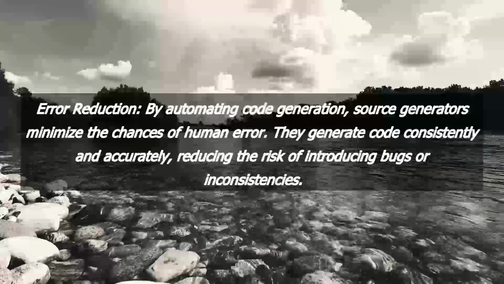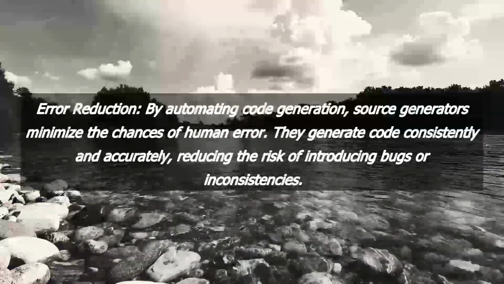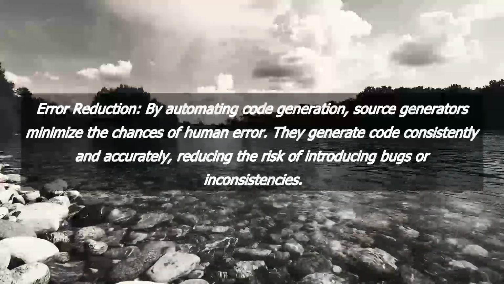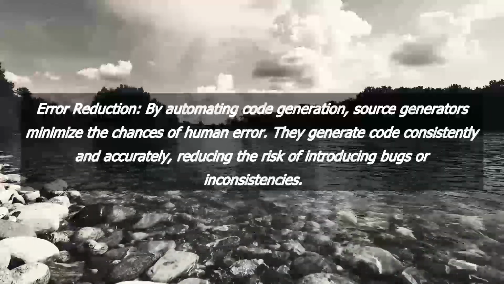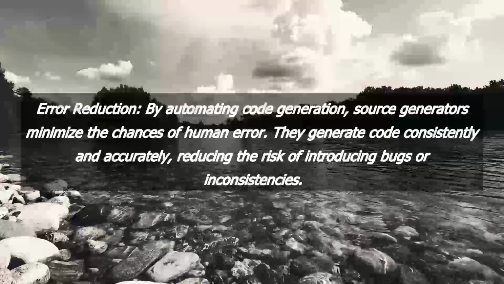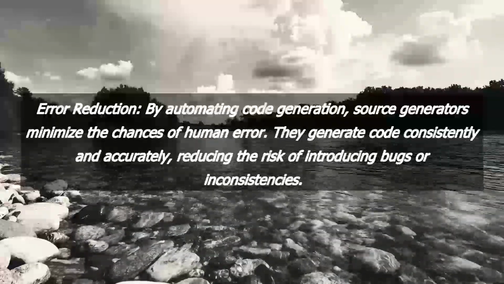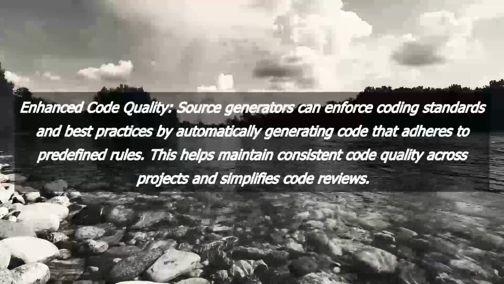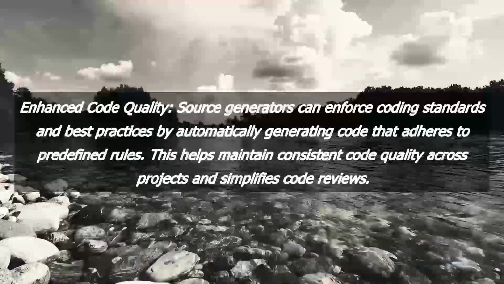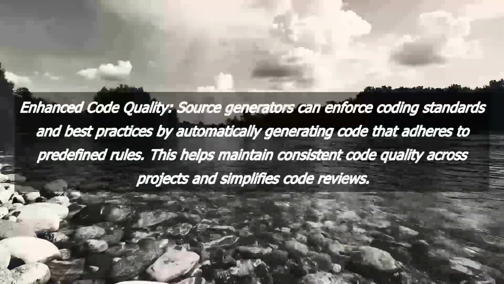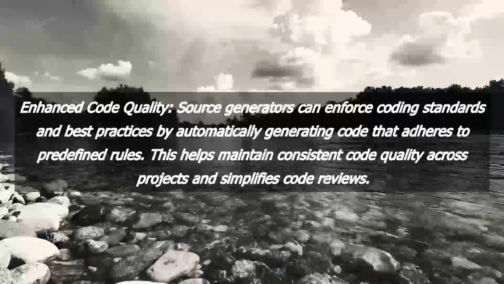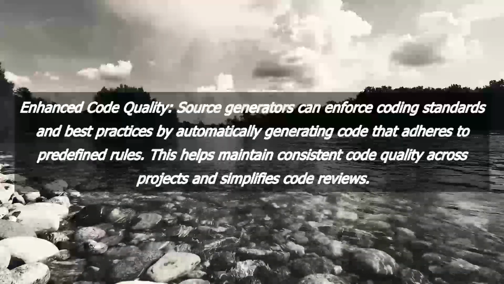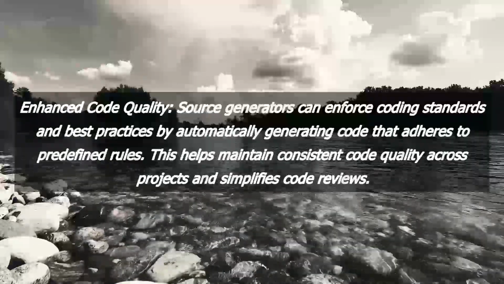Error reduction. By automating code generation, source generators minimize the chances of human error. They generate code consistently and accurately, reducing the risk of introducing bugs or inconsistencies. Enhanced code quality. Source generators can enforce coding standards and best practices by automatically generating code that adheres to predefined rules. This helps maintain consistent code quality across projects and simplifies code reviews.